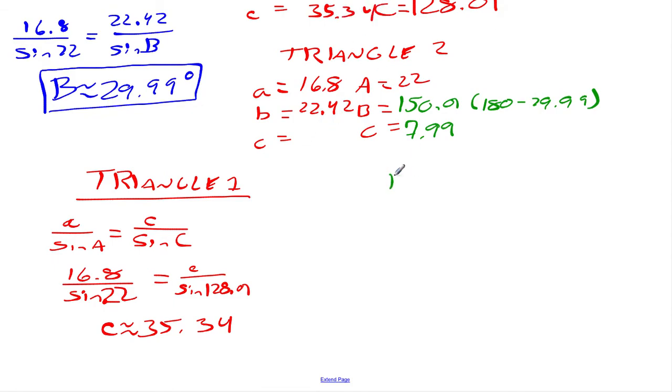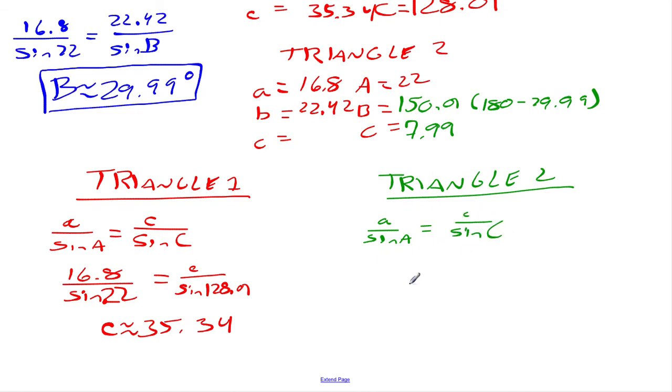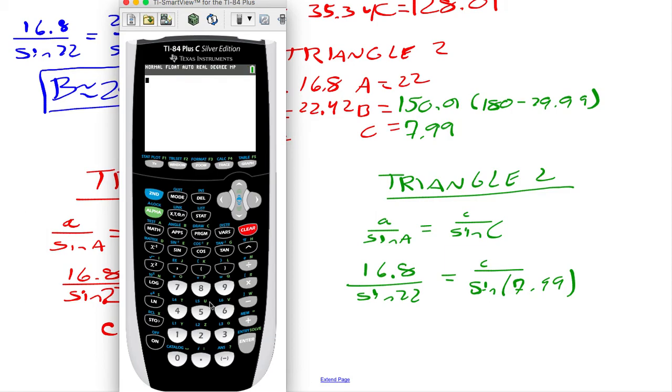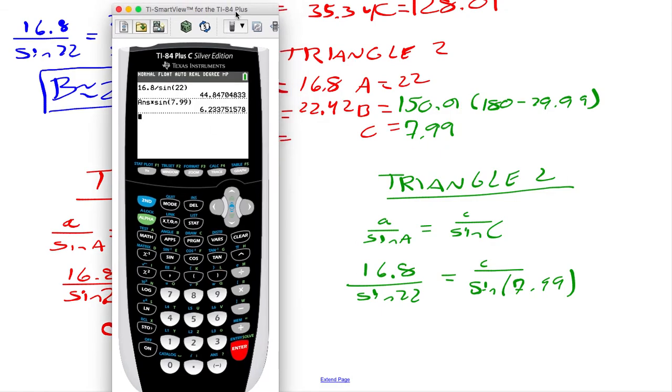Now, in our second triangle, what would that side be? Well, we could say A over sine of A is equal to C over sine of C. So yet again, we have 16.8 over sine of 22 is equal to C over, this time, sine of 7.99. So I do that same 16.8 divided by the sine of 22. I multiply that by the sine of 7.99, and I get C, in this case, would be 6.23.